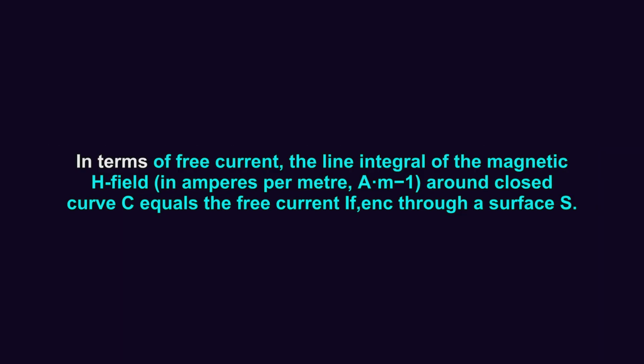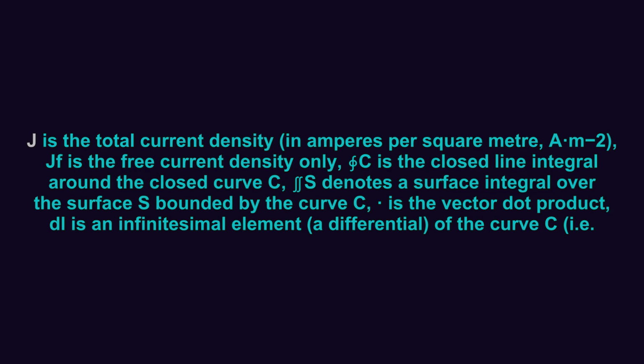In terms of free current, the line integral of the magnetic H field, in amperes per meter (A·m⁻¹), around closed curve C equals the free current I_f enclosed through a surface S. J is the total current density in amperes per square meter (A·m⁻²). J_f is the free current density only. The contour integral over C is the closed line integral around the closed curve C.